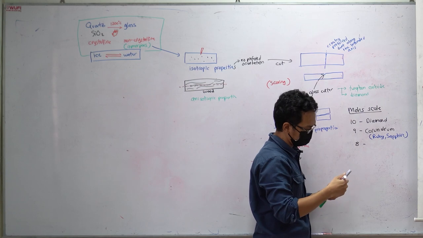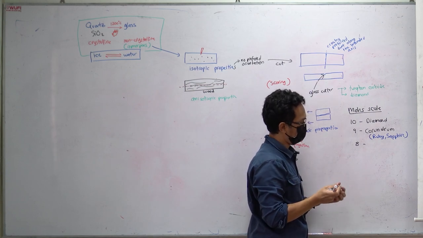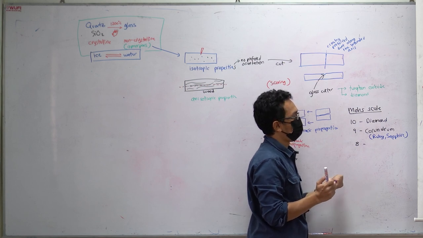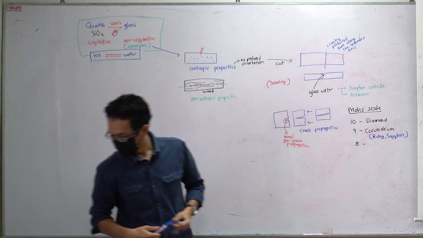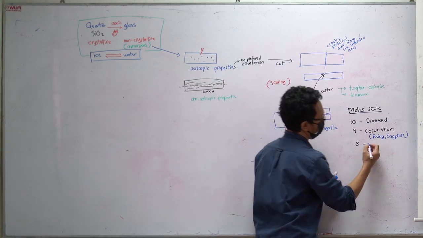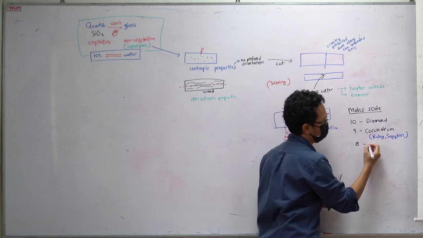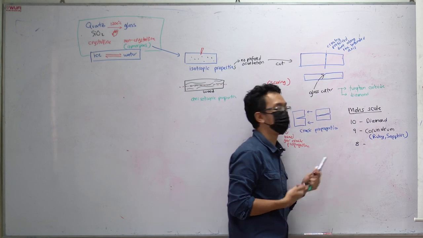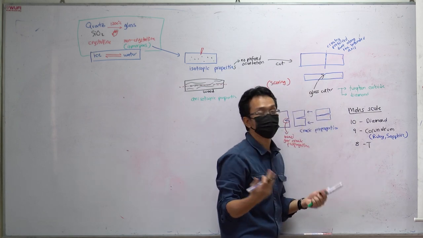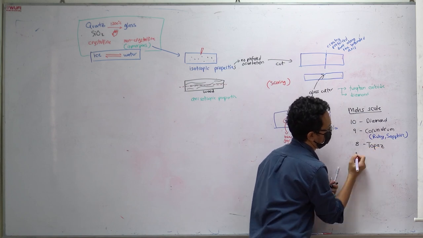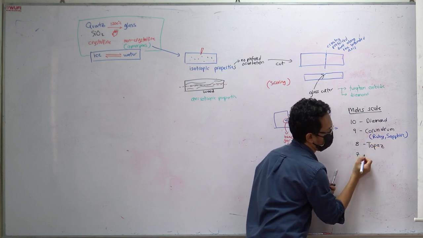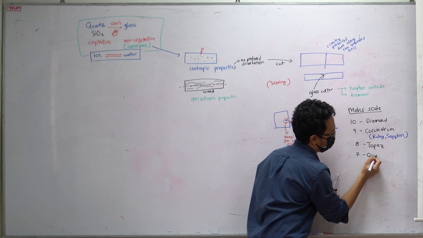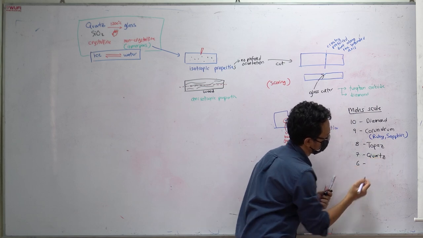We have topaz. Topaz is a gemstone that is normally orange in color, but of course it can have any color. And then the seven is quartz, the one that I showed you, the sand. Quartz. And then six, you have orthoclase.